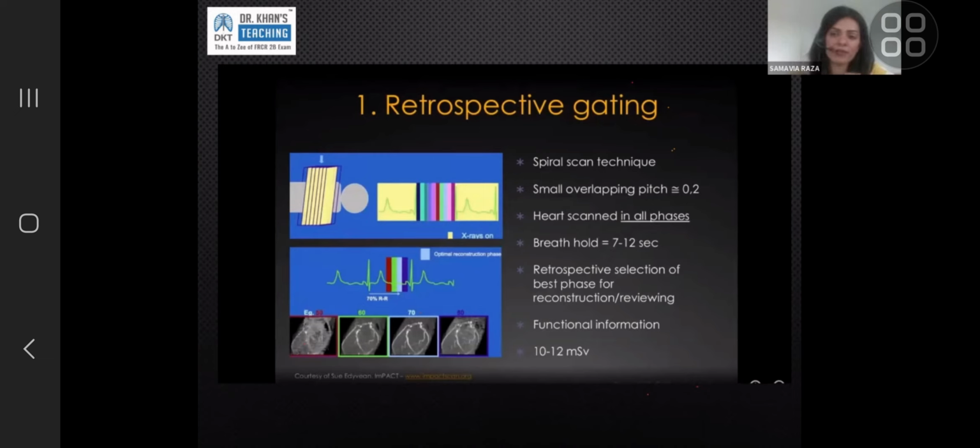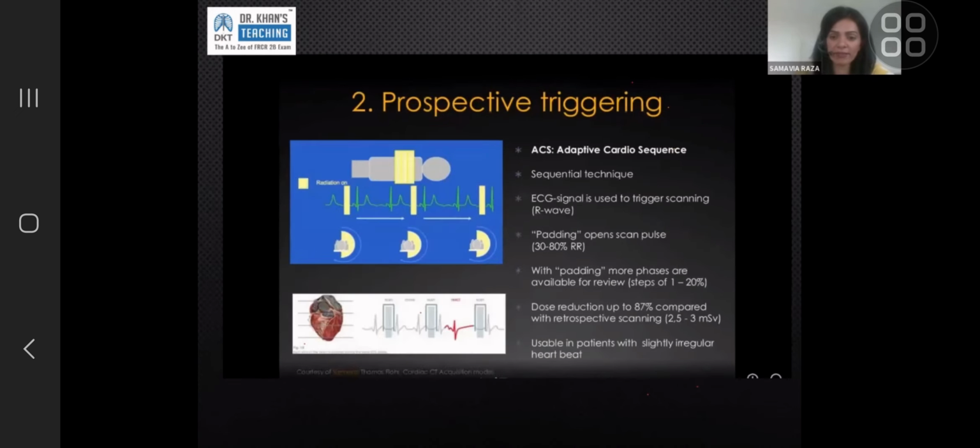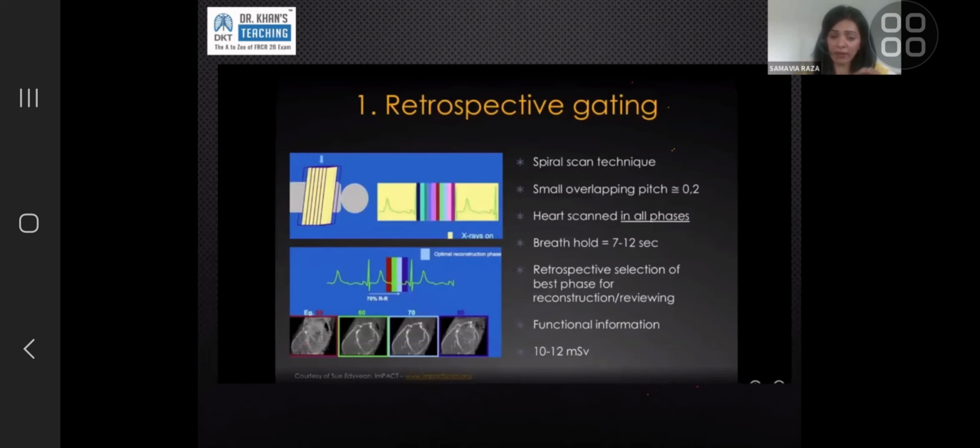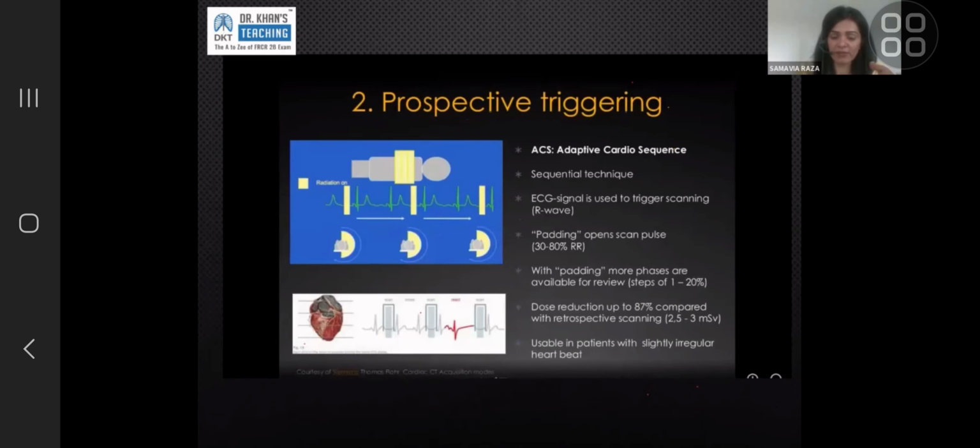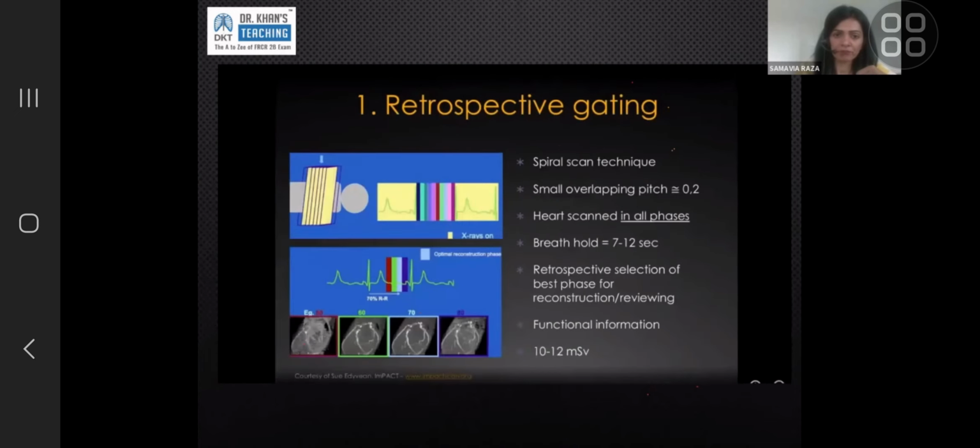But what that means also is that the dose is quite different. It is considerably higher than prospective. So just to give you an idea, it can go up to 10 to 12 millisieverts, whereas this you can finish in 1 to 2.